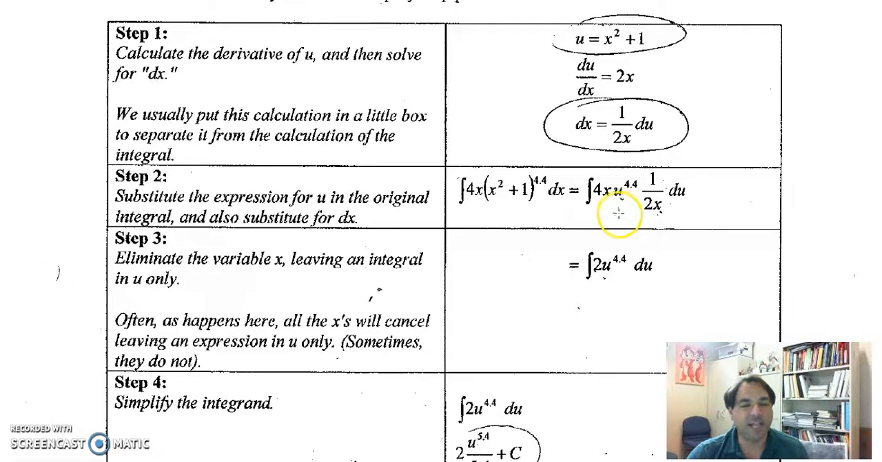But if you take a second look at it, we have 4x over 2x. x divided by x is 1, so the x's are gone. Then 4 divided by 2 is 2, so we're left with the integral of 2 u to the 4.4 du. Again, the point of this was we had something complicated, and with the correct u substitution, it turns into something simpler.